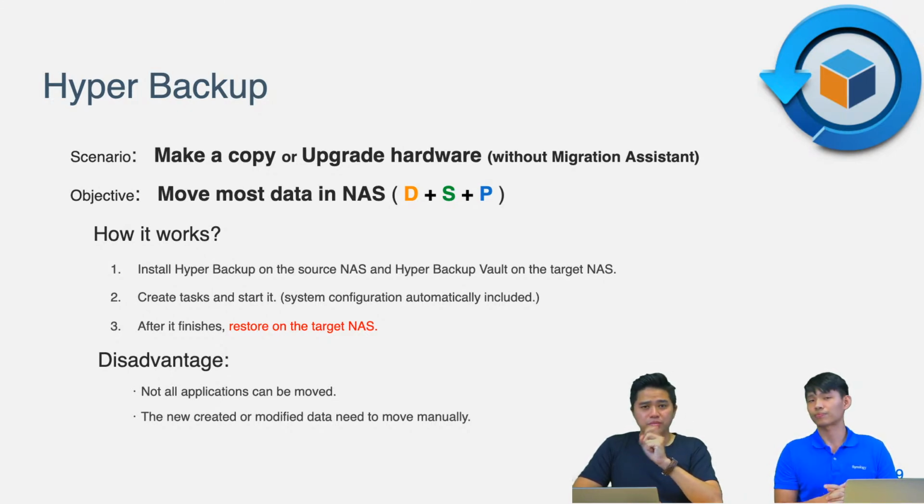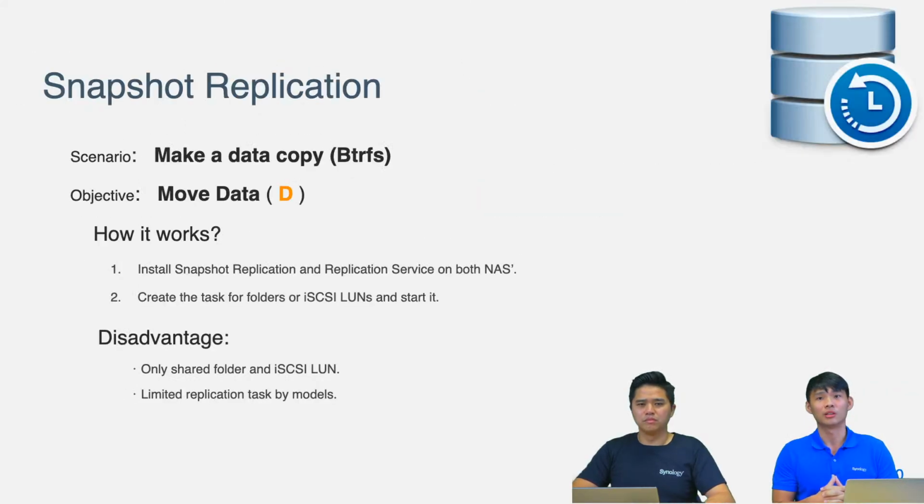Yes. Alright. So I have another question for you. Let's say today I only want to move the data only, so what package can I use? If the purpose is just making a data copy, which means data only, then we could use Snapshot Replication to replicate the shared folders or LUNs to the target NAS. Oh, I know this one actually. So Snapshot Replication can move data pretty fast, right?